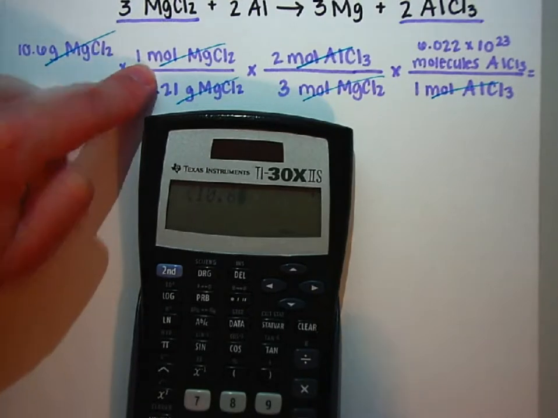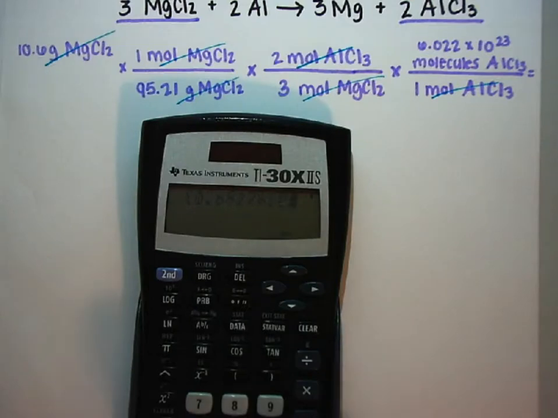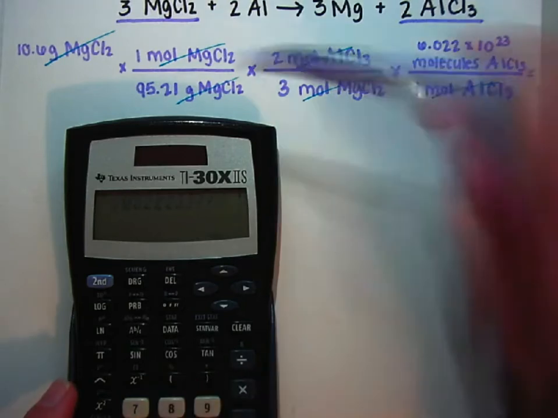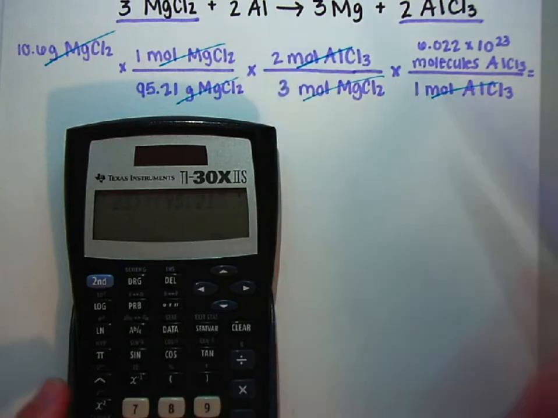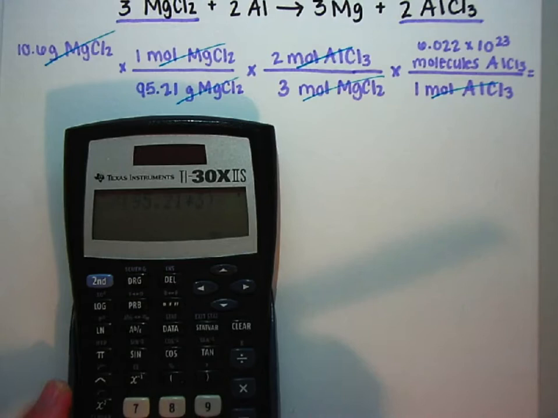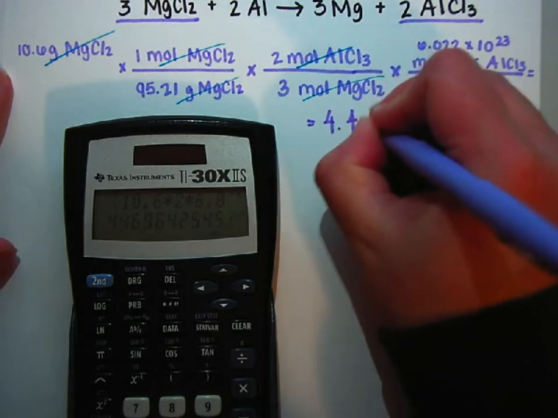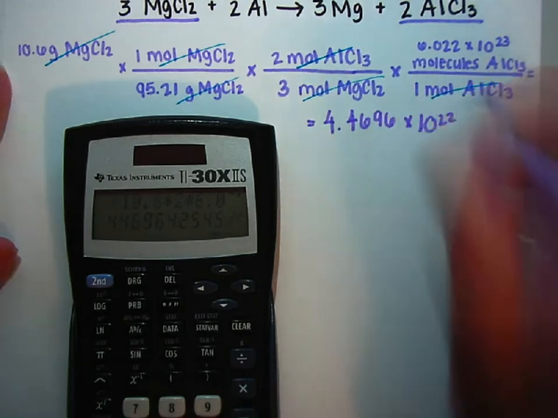10.6 times 1 times 2 times 6.022 E23, end your parenthesis, divided by, on the bottom, 95.21 times 3 times 1, and I get 4.4696 times 10 to the 22nd.